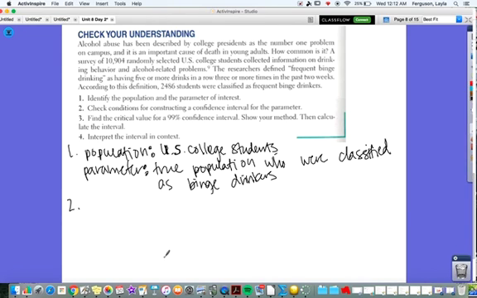Okay, the second thing it asks us to do is to check conditions for constructing a confidence interval for the parameter. So remember that to calculate a confidence interval, you're going to have to check and see if it's random. Then you're going to have to check and see if it's normal. And then you're going to have to check and see if it's independent. All right, so if we read back up here, it said that a survey of 10,904 randomly selected U.S. college students. So the survey was random, so we did meet that.